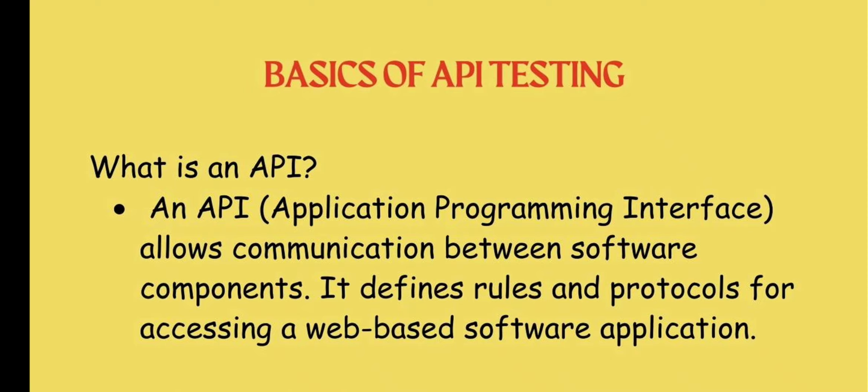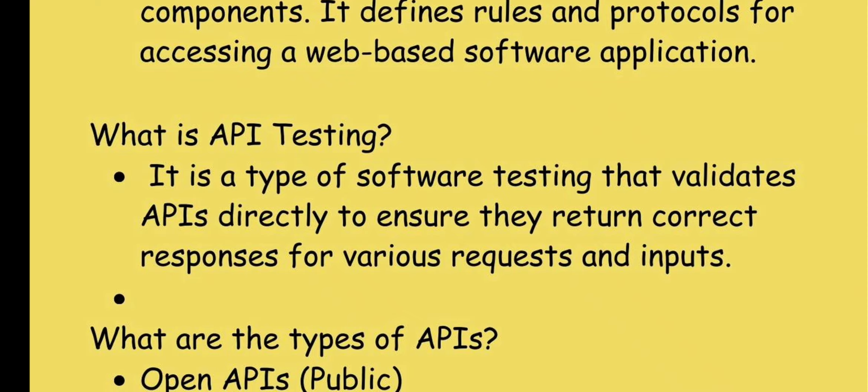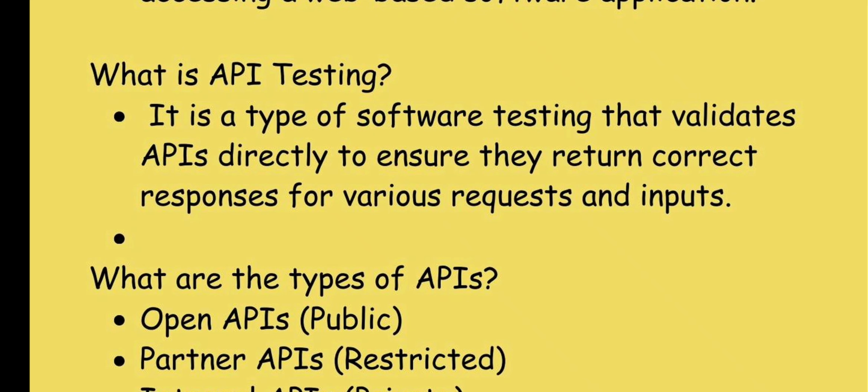Okay, let's get started. So initially, let's start with the basics of API testing. So what is API testing? An API is nothing but an application programming interface, which allows communication between software components. It defines rules and protocols for accessing a web-based software application. Okay, then what does API testing mean? It is a type of software testing that validates APIs directly to ensure they return correct responses for various requests and inputs.